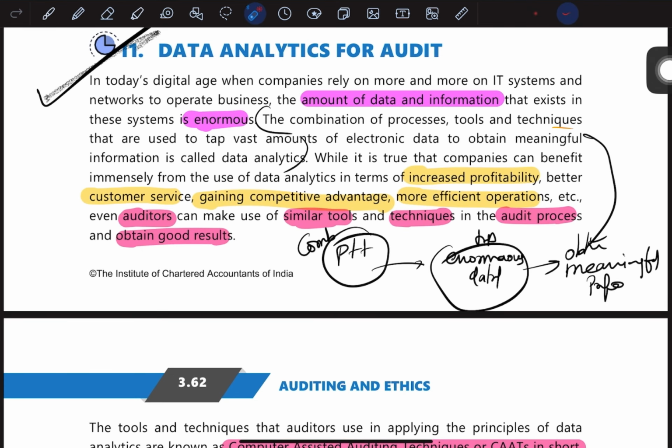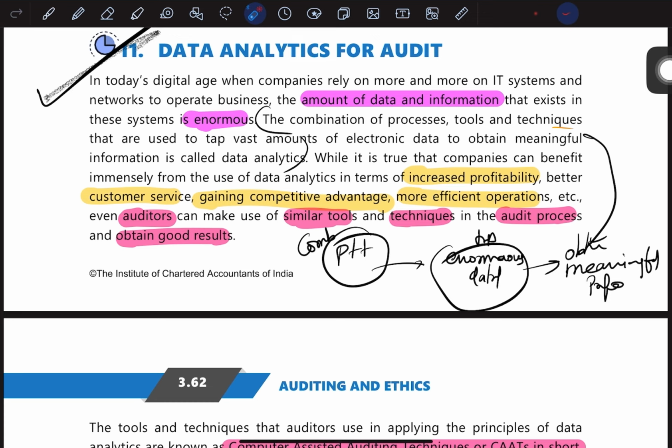So we know that companies rely more and more on IT systems and networks to operate business, and the amount of data and information in these is enormous. So basically a company has a lot of data and information. So what happens is that each and everything cannot be done manually. So in that case, data analytics will help us.